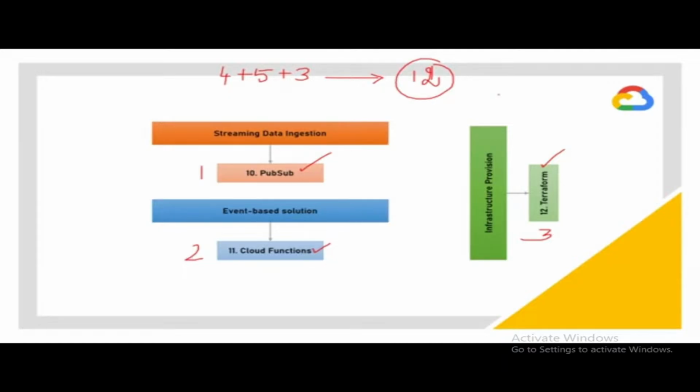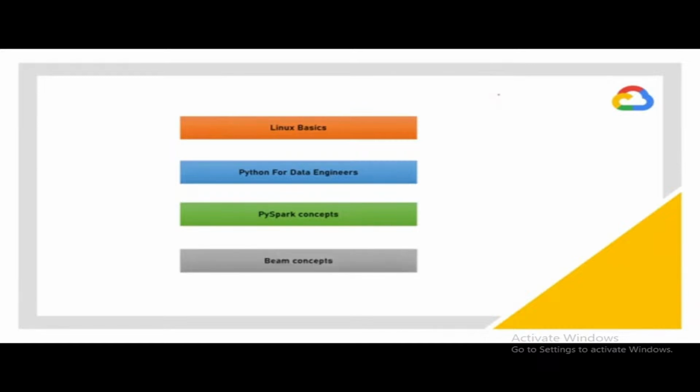In addition to that, some people ask me, sir, some of the companies are asking for Linux basics. I'm covering the Linux basics as programming. Python for data engineers, we must learn Python as a data engineer. We are offering that. PySpark, I'm going to teach PySpark as well. I'm going to teach Beam also. So these are the programming aspects. We are covering Linux, Python, PySpark, and Apache Beam. In addition to the cloud basics and 12 data engineering services, 4 programming aspects are also covered.